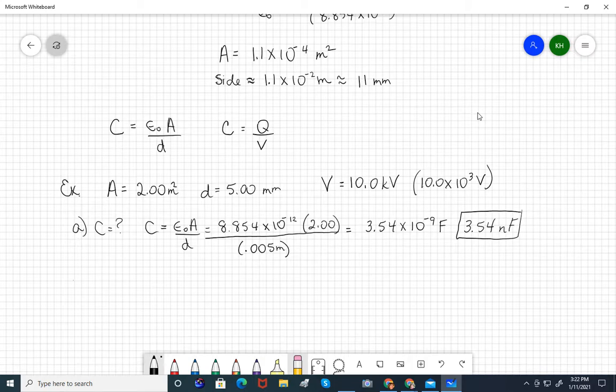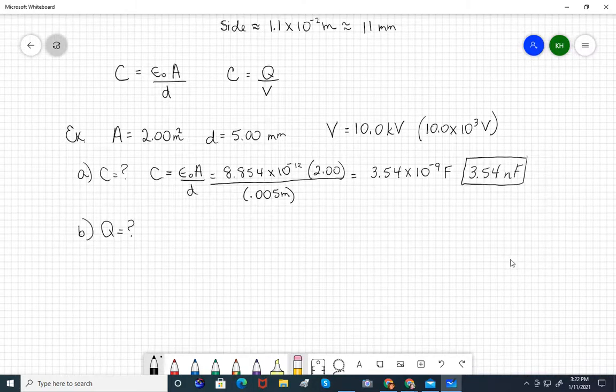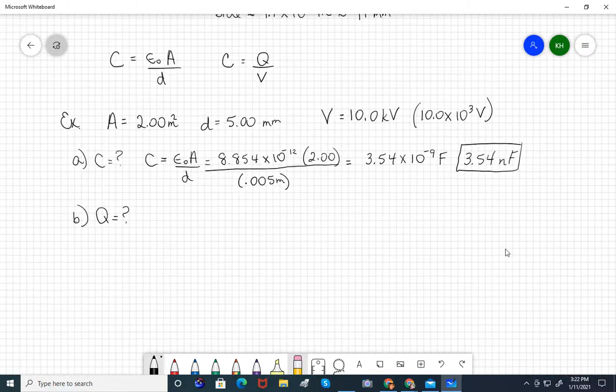Second question says, okay, in that case, what is the charge on each plate? Remember, when you have a capacitor, both of the plates are charged. One of them will have positive Q and one of them will have negative Q. Okay, C is equal to Q over V.